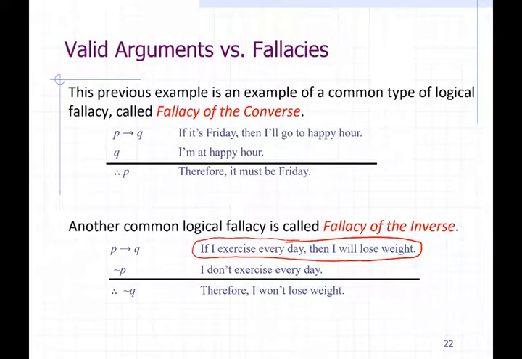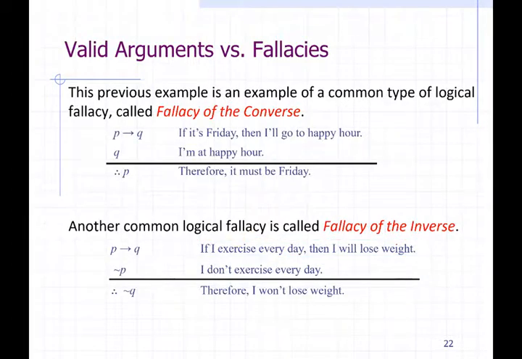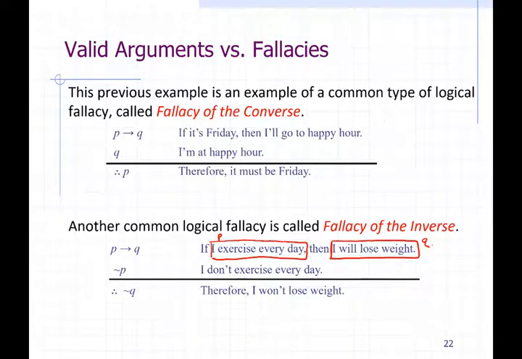So if I exercise every day, then I will lose weight. I don't exercise every day. Here is your "I exercise every day," that's your P. "I will lose weight," that's your Q. So the fallacy of the inverse is: if P then Q, or P implies Q. If I exercise every day, then I will lose weight. And not P: I don't exercise every day. Therefore, not Q: I won't lose weight. Well, that's not a valid argument because, again, like I said, there are other ways to lose weight.